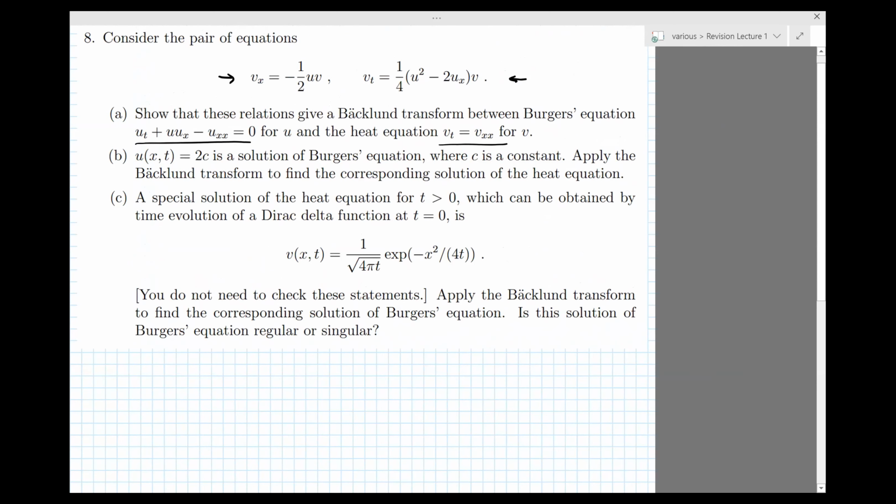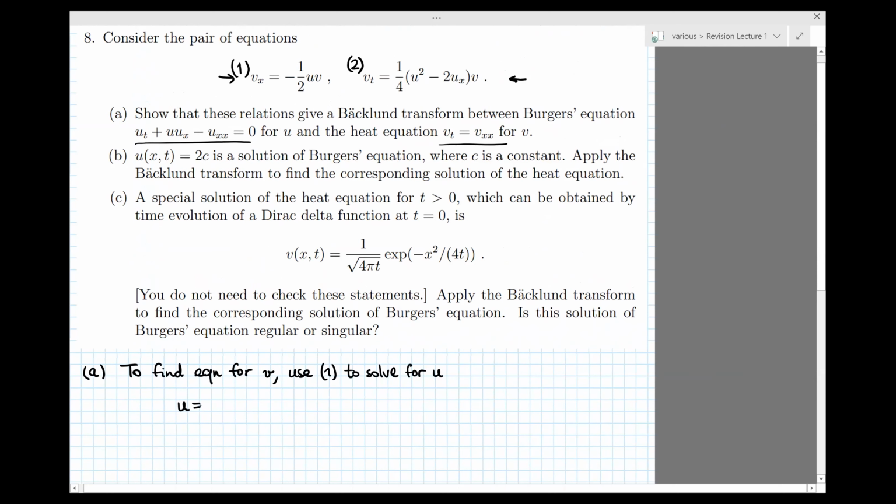So, okay, let's first try to find the equation for V, which seems simpler. So that's part A. So to find the equation for V, we can use the first equation here. Let me call these two equations 1 and 2. Let's use equation 1 to solve for U. If I rearrange, I get that U is minus 2 Vx over V, which is also minus 2, the derivative with respect to x of the logarithm of V.